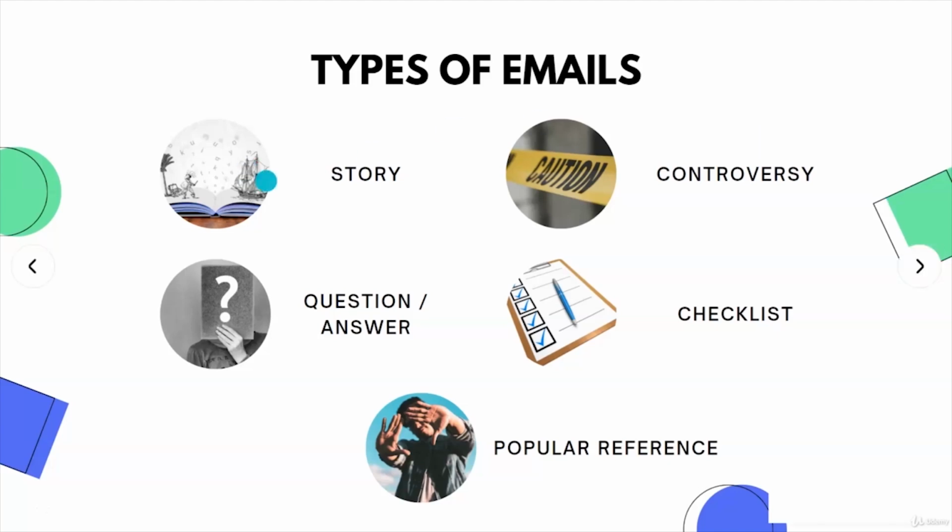The first one is story. This can be your own story, something that happened to you, or something that you saw happen to other people, your friend or family member. The subject line has to be interesting, something that will get the reader to open the email.